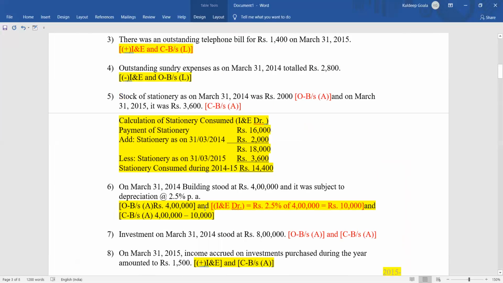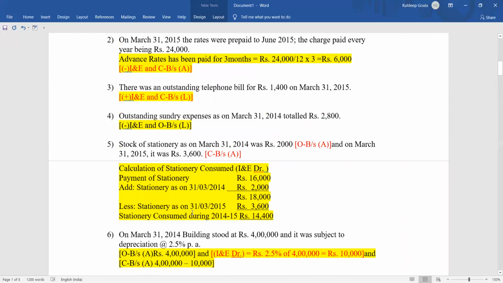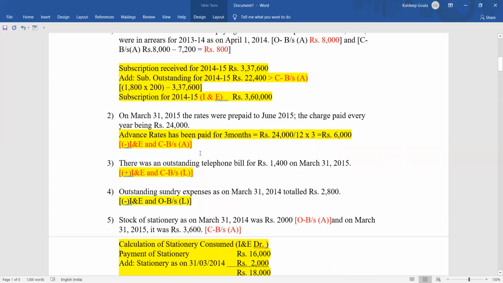Yeah, okay, there is a hidden point also, which has been missed by us. So what is told here will clarify our understanding. On 31st March 2015, there is a key point that we have skipped. Please try to understand. In case of rates, on March 31st 2015, the rates were prepaid up to June 2015.